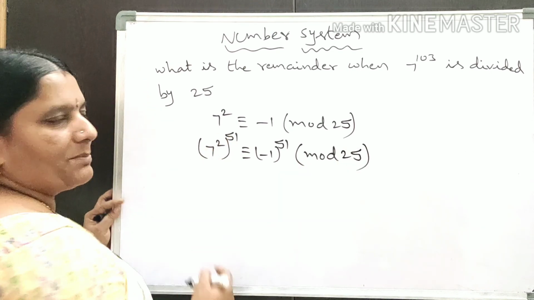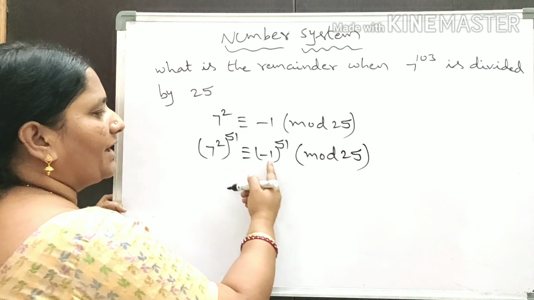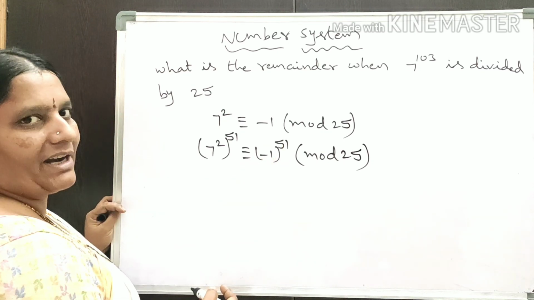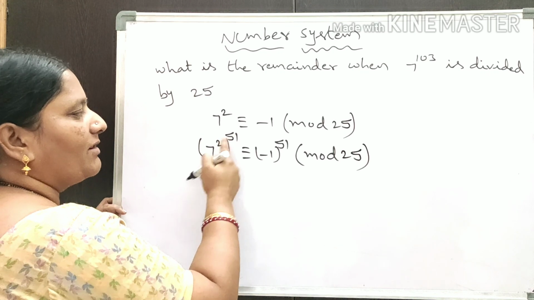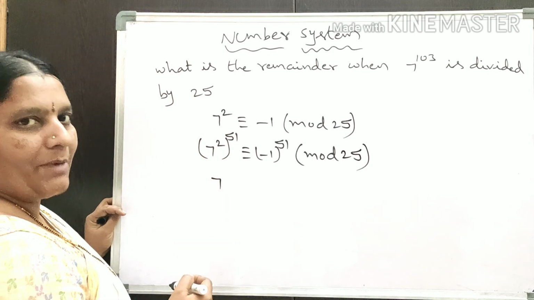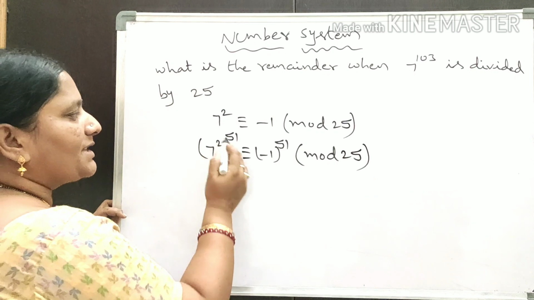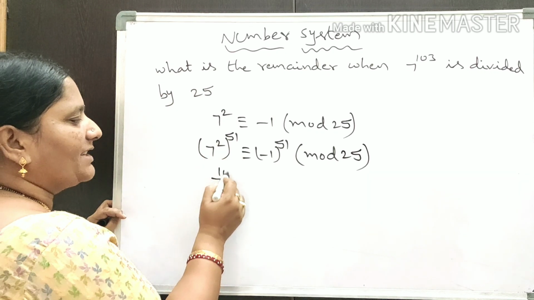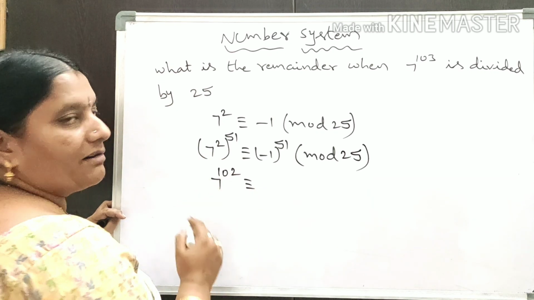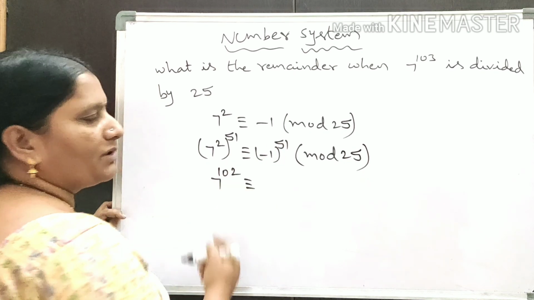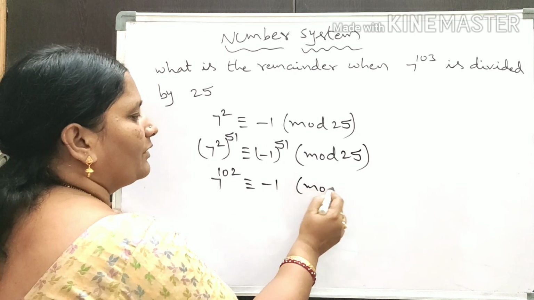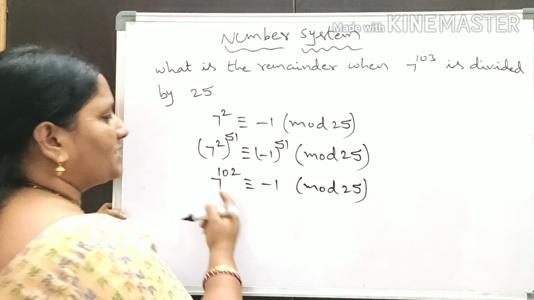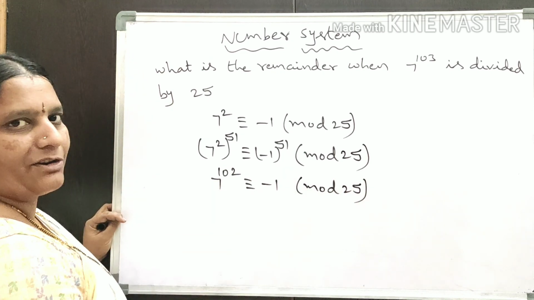7 square whole to the power of 51 is congruent to minus 1 whole to the power of 51 modulo 25. Then this becomes 7 to the power of 2 into 51 by using the laws of exponents. 7 to the power of 2 into 51, it is 102, is congruent to minus 1 whole to the power of odd number, that is a minus 1 modulo 25. So 7 to the power of 102 is congruent to minus 1.